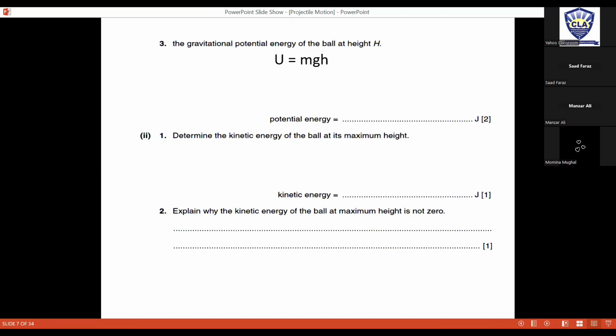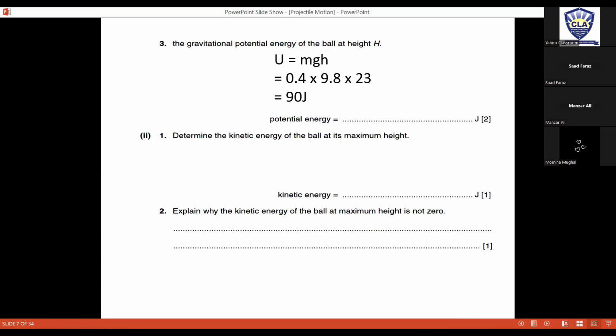Maximum height reached is, we have just calculated it, 23. So apply mgh and you get the value as 90 joules. Initial kinetic energy was 180. The object has reached the maximum height, and in this case, the potential energy it has gained is only 90. Why not 180?